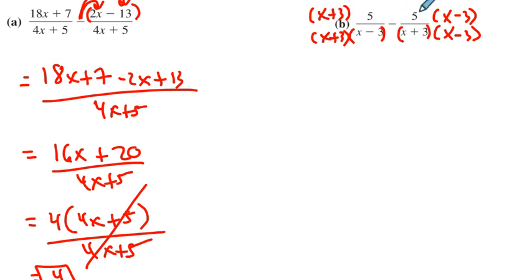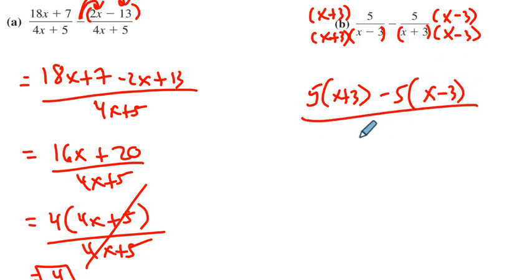Let's just first deal with the numerator and then we'll do the denominator last. So here I have 5 times x plus 3. Okay, so that's what this is. Minus 5, check that out. That's a minus 5, negative 5 times x minus 3. All over our common denominator of x plus 3 times x minus 3.